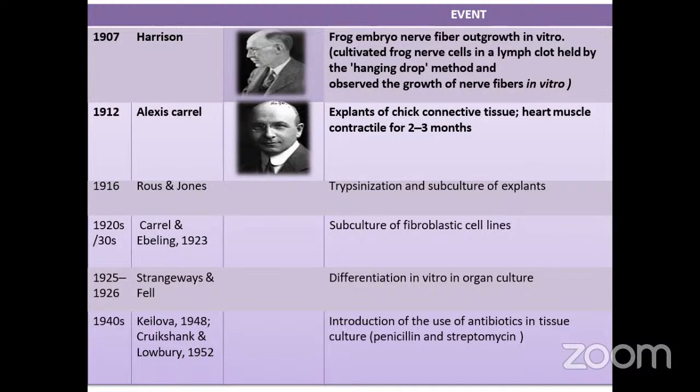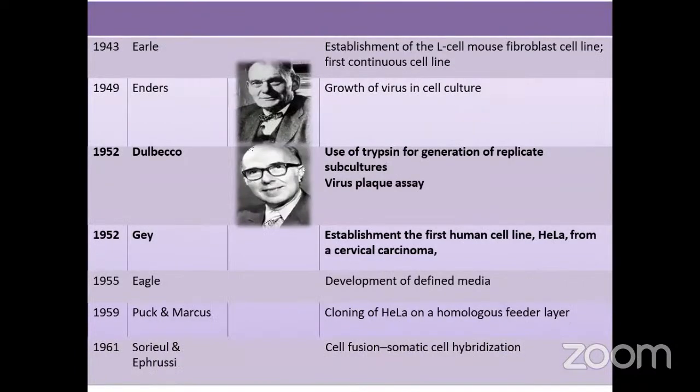So in the 1940s, Keilova and other scientists introduced the use of antibiotics in tissue culture, like penicillin and streptomycin. Now we call them pen-strep. So pen-strep includes both penicillin and streptomycin. Then in 1943, Earle established L-cell mouse fibroblast cell lines, which is the first continuous cell line. Then in 1949, Enders grew virus in cell culture.